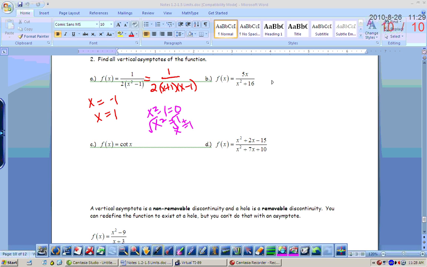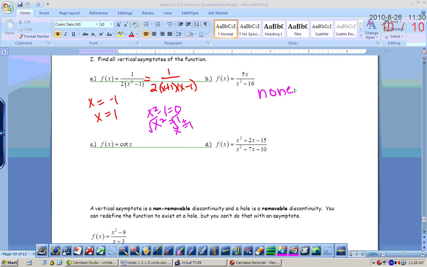All right, on B, how does the bottom factor? It doesn't in the real number system. And the good news about calculus is that we don't have any imaginary numbers. We only deal with real numbers in calculus. So there are no vertical asymptotes here.